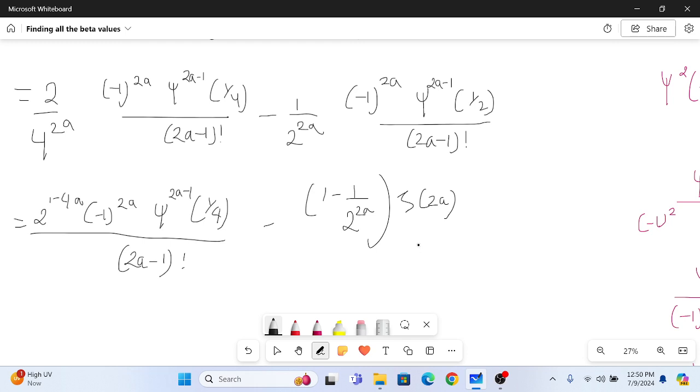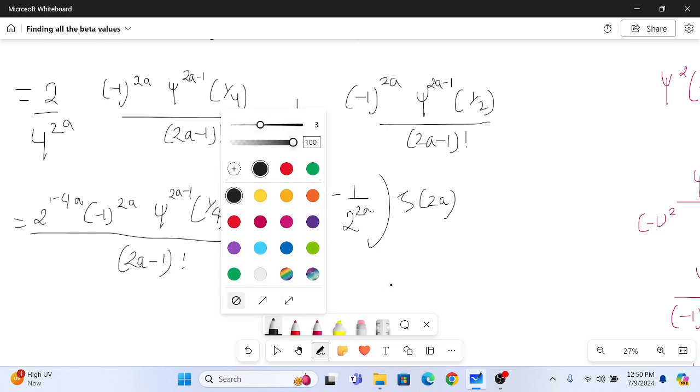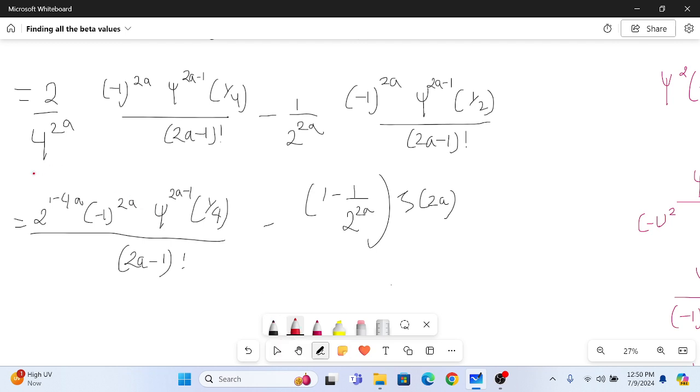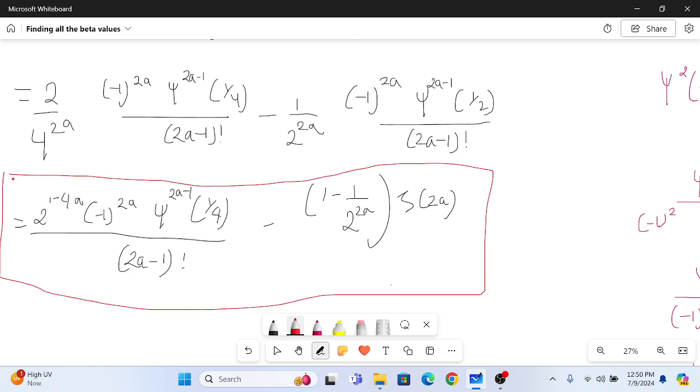Yes. Okay, so we have finally got an expression for the beta function when the input values are even numbers. So this is what we will use. So let's try to find some values. Yes, I guess it's a good time to find some values. To the power minus 4a, minus 1 to the power 2a. Again, minus 1 to the power 2a is just 1 itself, so I can cross this out actually, because this is just normal one.